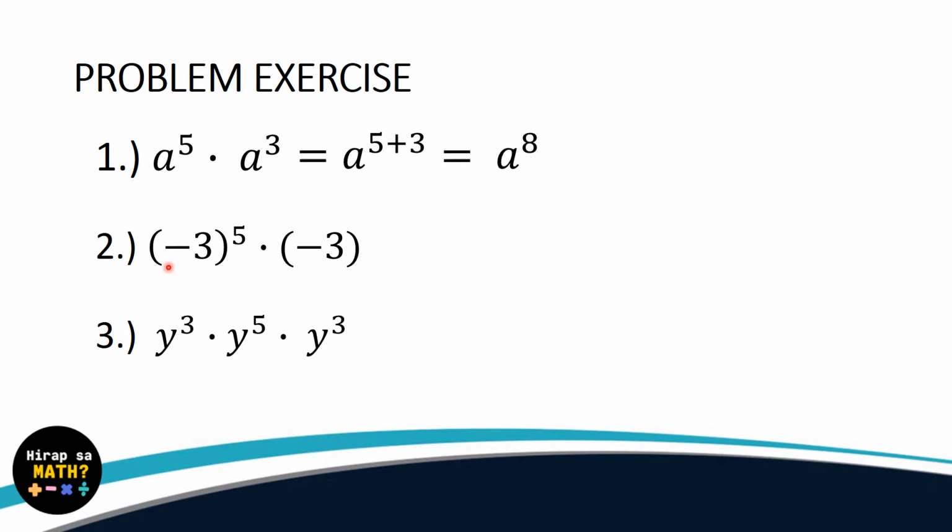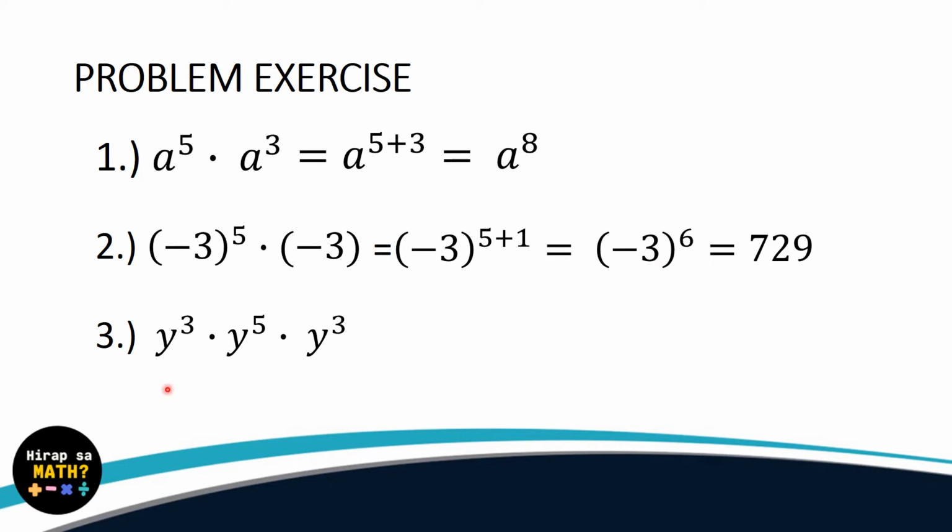Going back, so negative 3, pareho lang ang base. So, i-add na lang natin ang exponent. So, that's 5 plus 1. Kasi ito, 1. So, that's negative 3 raised to the 6th. Tip lang, kapag even ito, positive ang final answer. Pero kapag odd ito, negative ang sagot. So, negative 3 to the 6, that's positive 729.